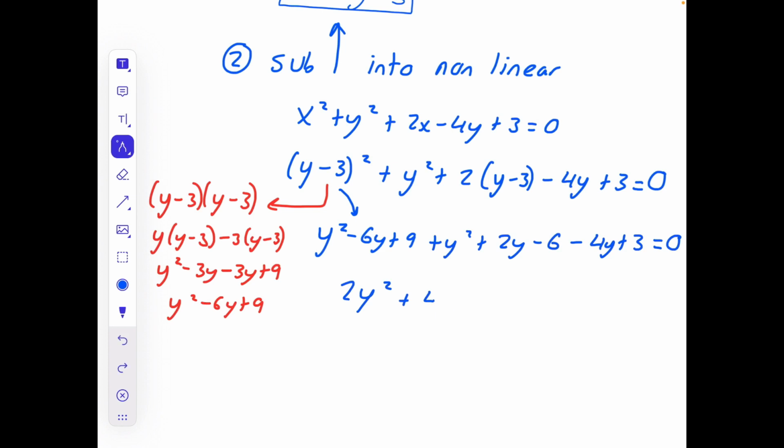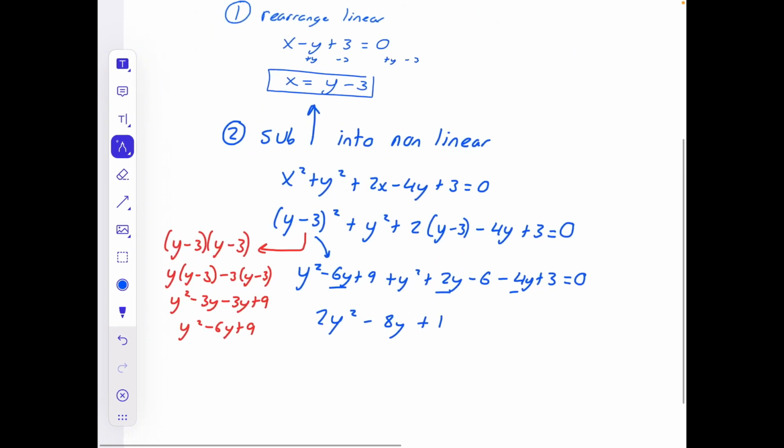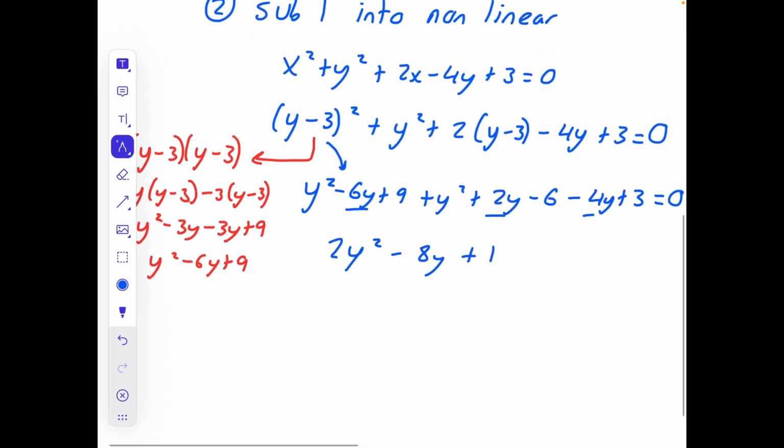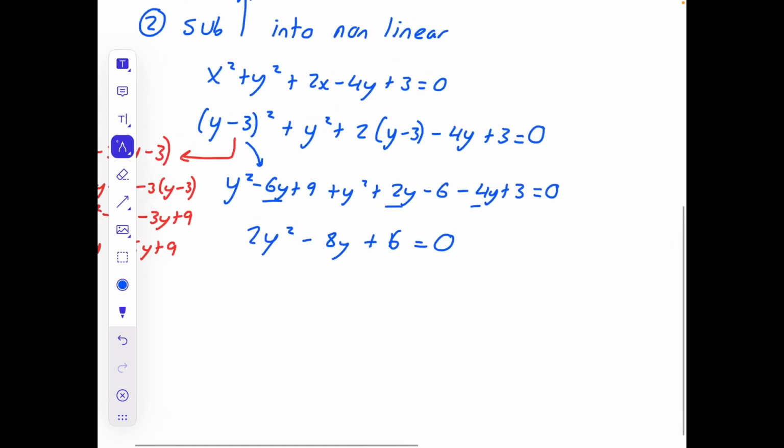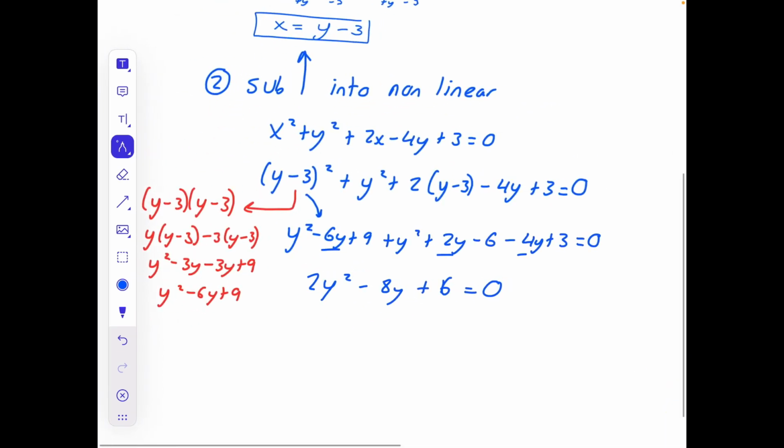Oh, sorry, I also have minus, sorry, one second, that is not right. So I have minus 6y plus 2y, that gives me minus 4y, and we have another minus 4y, that's minus 8y, once you count up all those y's. And then we have 9 plus 3 will be plus 12, sorry. Nine minus 6 will give me 3, plus 3 will give me plus 6, is equal to 0.